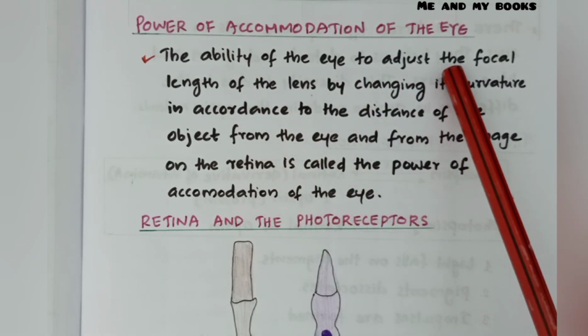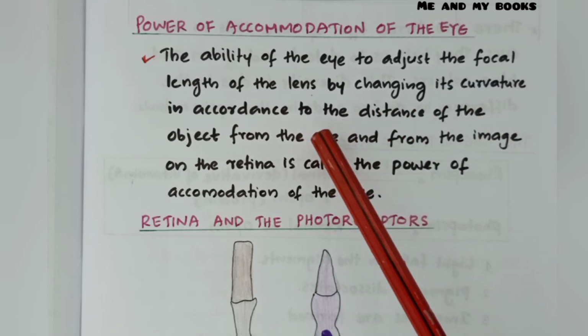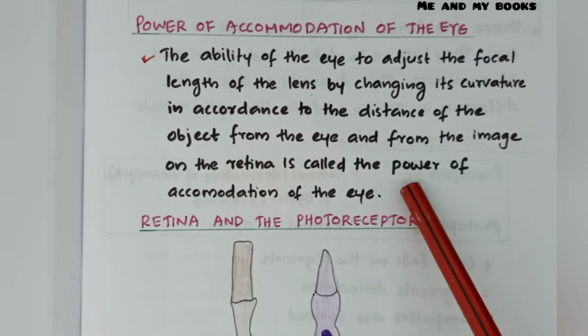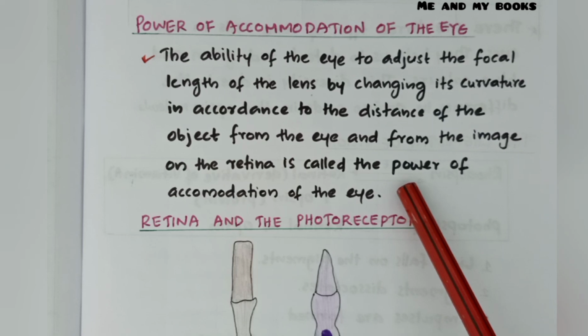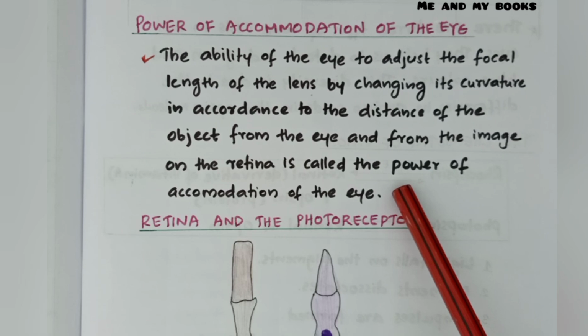That is, the ability of the eye to adjust the focal length of the lens by changing its curvature in accordance to the distance of the object from the eye and from the image on the retina is called the power of accommodation of the eye. So this ability of our eye to adjust ligaments, ciliary muscle and lens to see the nearer and distant object is called power of accommodation of the eye.